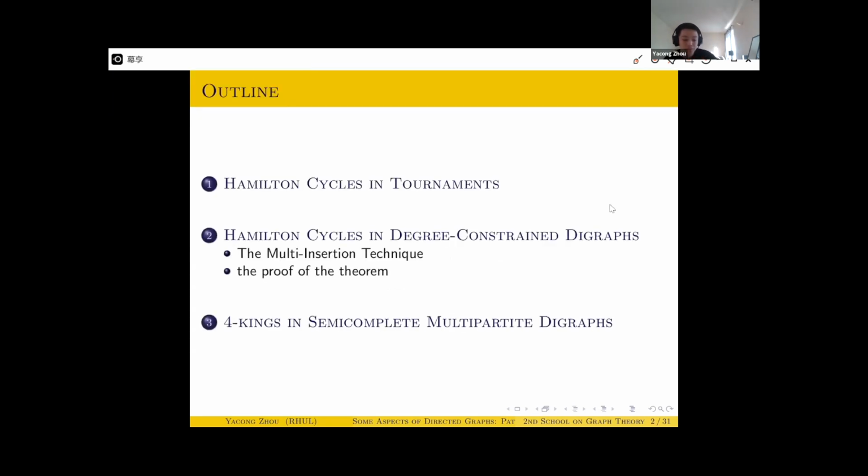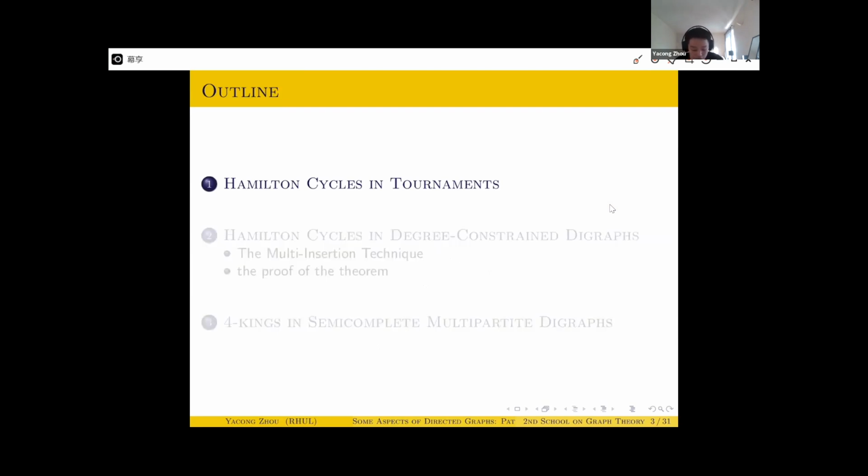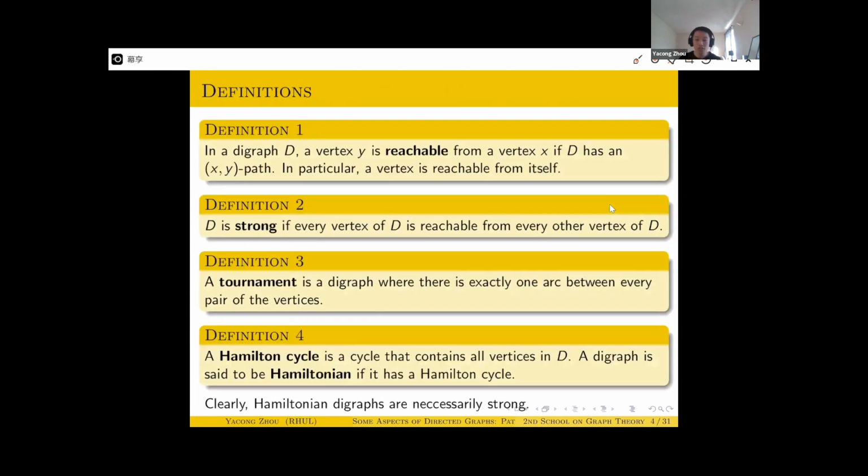So my lecture will contain these three sections. The first section is about the Hamiltonian cycles in tournaments. Maybe some of you may not be that familiar with this topic, so let me start with some basic definitions that will be used. So in a digraph, a vertex Y is said to be reachable from another vertex X if there is an XY path, that's to say a directed path from X to Y. In particular, we define that every vertex is reachable from itself.